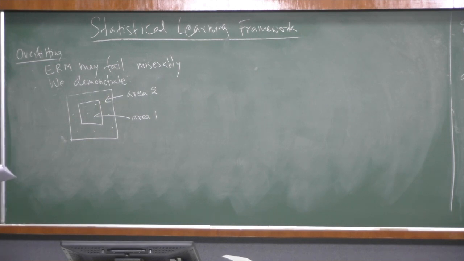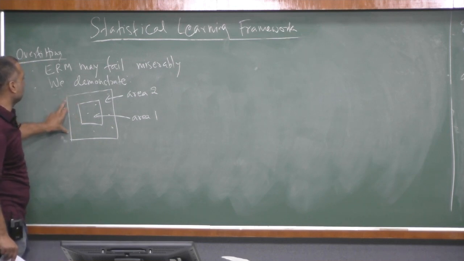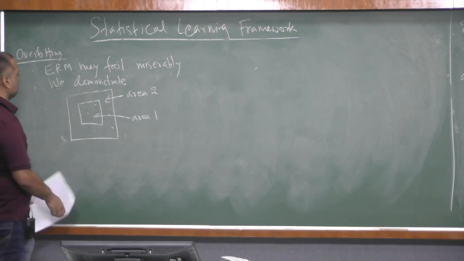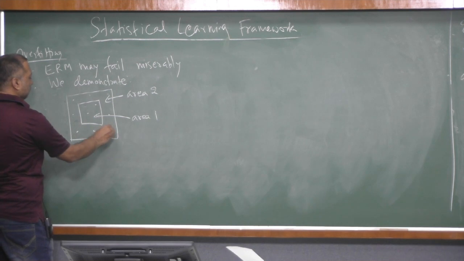Okay, so I am demonstrating a case where things may fail. Okay, let us see how. So we have these two boxes, concentric, one inside and one outside, and we have these dots which are our instances or the samples. It could be anything, it's a toy example.